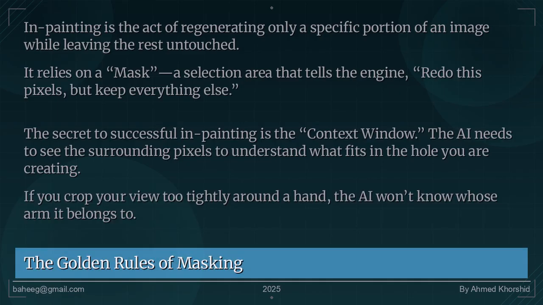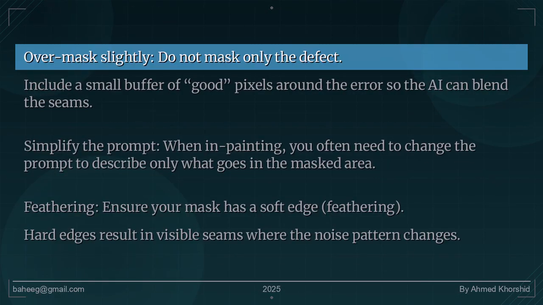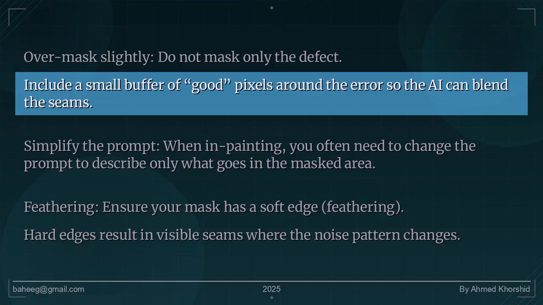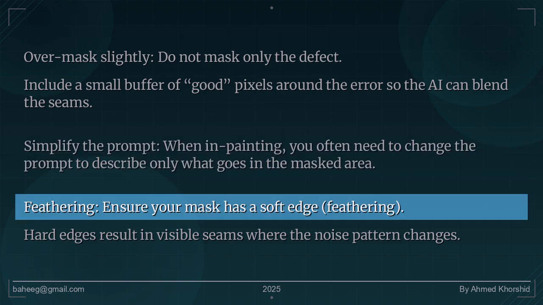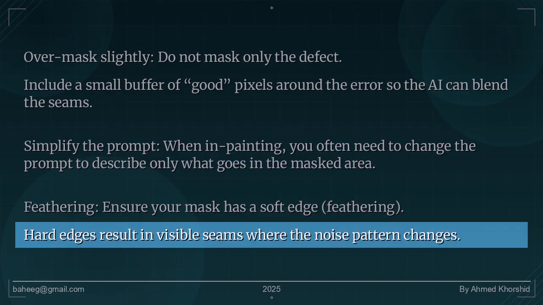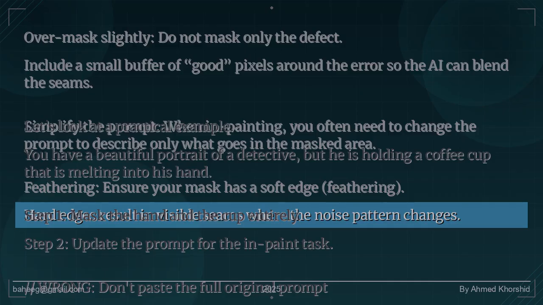The golden rules of masking. Overmask slightly; do not mask only the defect. Include a small buffer of good pixels around the error so the AI can blend the seams. Simplify the prompt. When in-painting, you often need to change the prompt to describe only what goes in the masked area. Feathering: ensure your mask has a soft edge. Hard edges result in visible seams where the noise pattern changes.